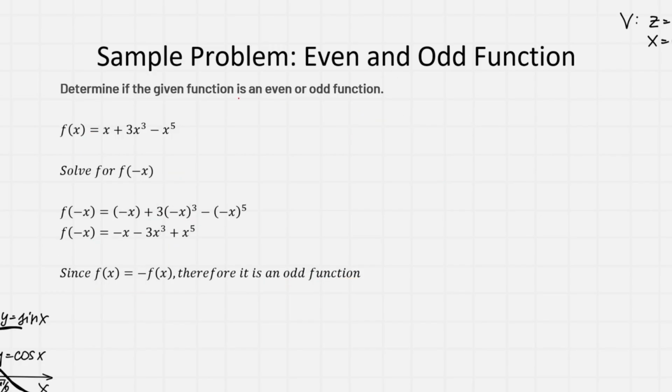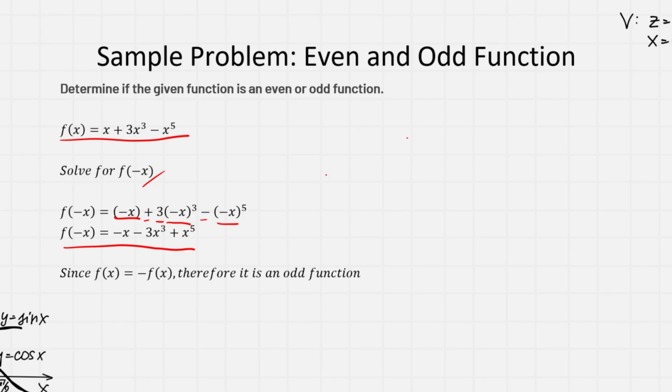Next. So again, let's solve for f of negative x. Given this function, f of x equals x plus 3x cubed minus x to the fifth. So let's replace x by negative x. So we have negative x plus 3 times negative x quantity cubed minus negative x to the fifth. And therefore we have f of negative x equals negative x minus 3x cubed plus x to the fifth.